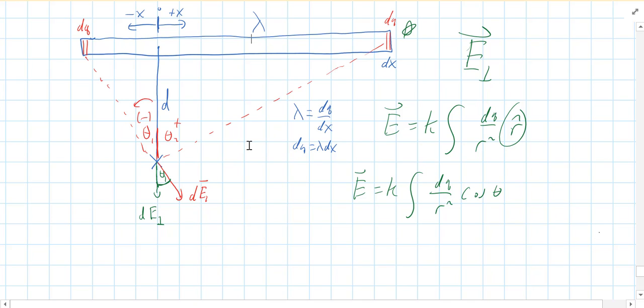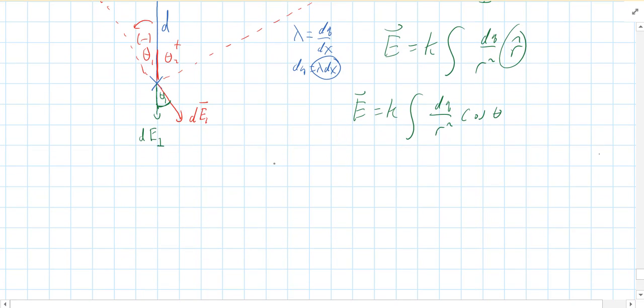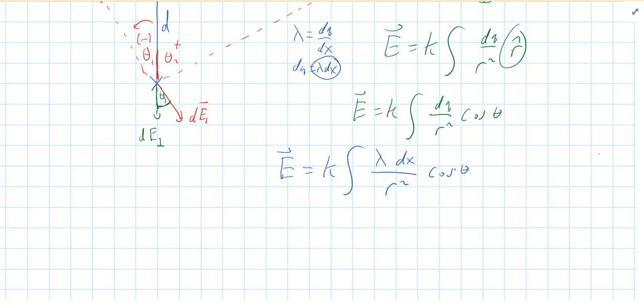Now, we can go ahead and plug this in for dq. Unfortunately, it doesn't really solve any of our problems yet, because check this out. We're going to have a lambda dx in there. We're going to have an r squared down there. We still have that pesky cosine theta. So we have three variables, and we have to get it down to one before we can integrate.